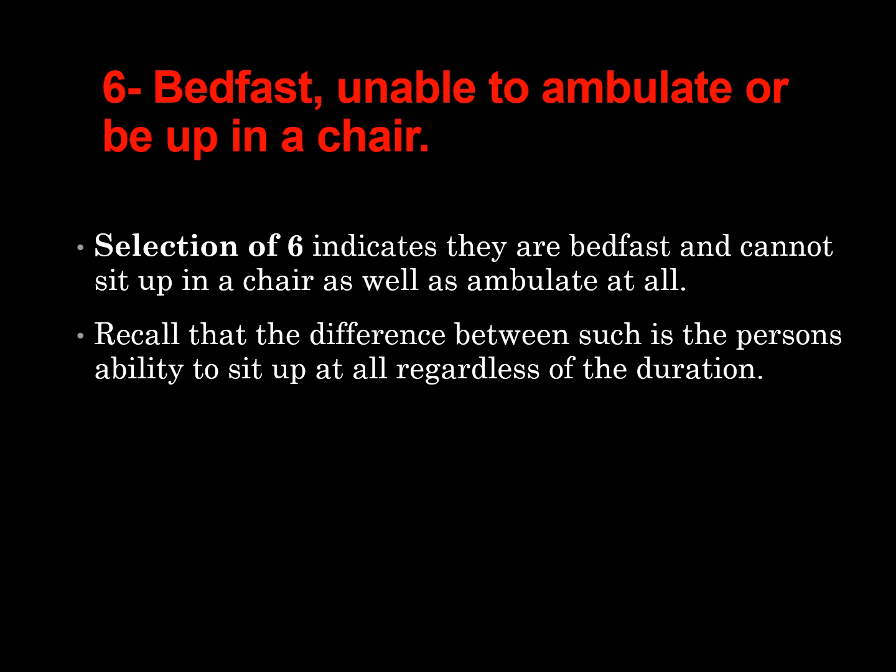Number 6 is Bedfast. They're unable to ambulate or be up in a chair. Selection of 6 indicates they cannot sit up in a chair regardless of the amount of time due to some type of adverse reaction. So for example, if somebody has severe hypotension, the minute they get up they start to have a drop in blood pressure and have to lie down. Or it could be somebody who has a multiple muscle atrophy condition. If they can sit up for a period of time, then they are not considered Bedfast.